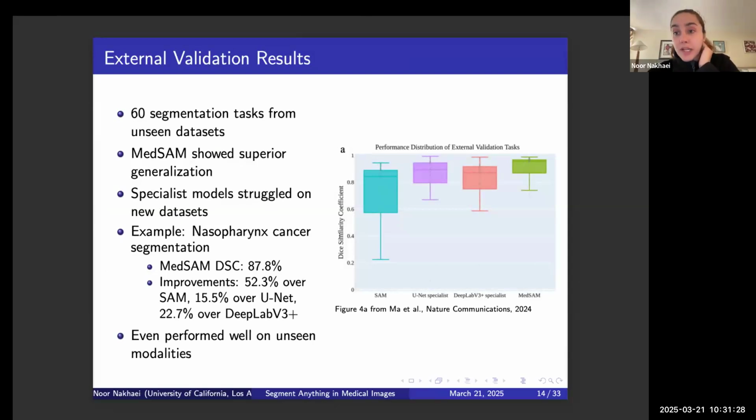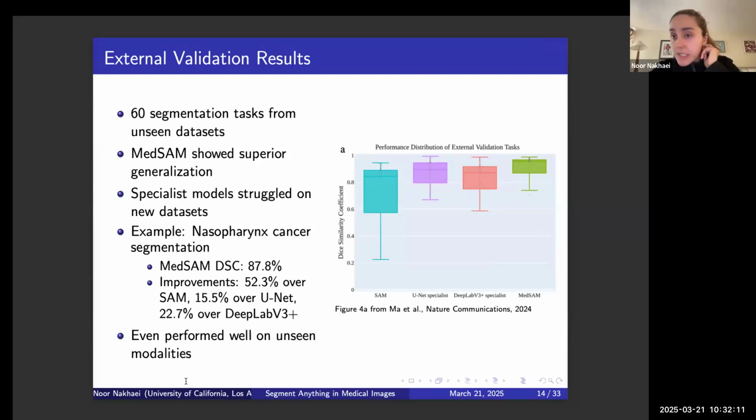Specialist models struggled on new data sets. This is widely known in the field, and one of the main criticisms of the deep models or transformer models that are trained on specific data sets. For example, we picked the nasopharynx cancer segmentation, and MetSam's DICE score was above 87%, with over 52% segmentation improvement for SAM, 15% over UNet, and 22.7% over DeepLab V3.